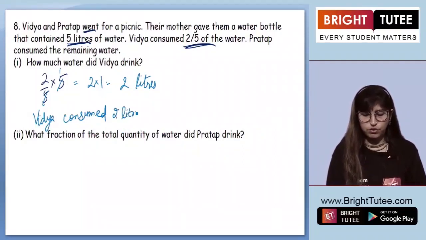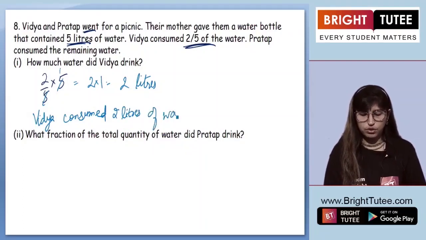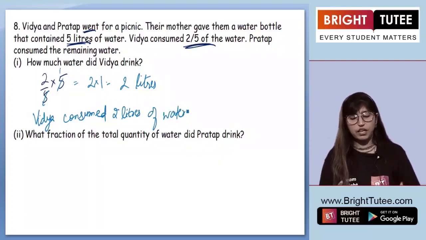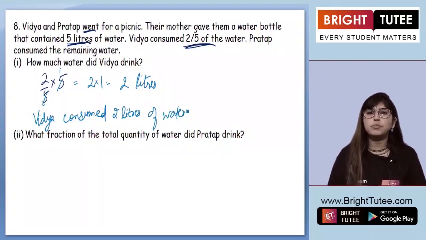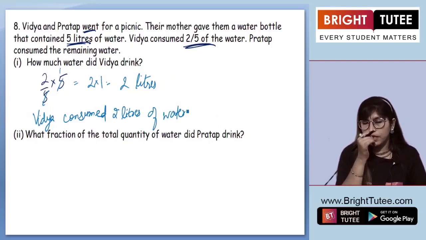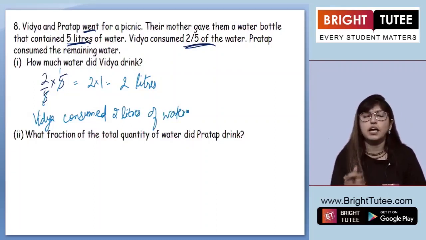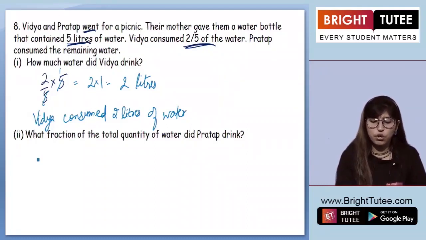Now the next question is, what fraction of the total quantity of water did Pratap drink? Now he's not asking about how many liters he drank. He's asking for the fraction. What is the fraction which Pratap drank? So we have 2 by 5. So Vidya consumed 2/5 of the water.